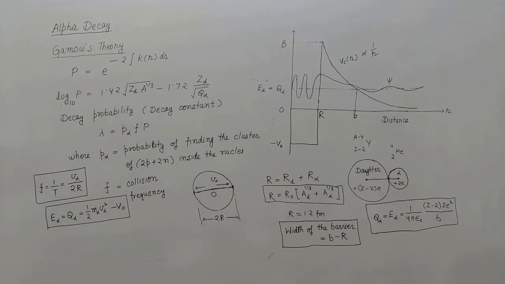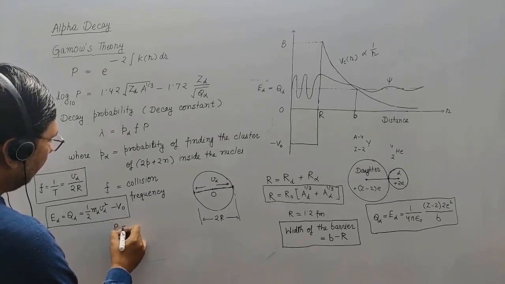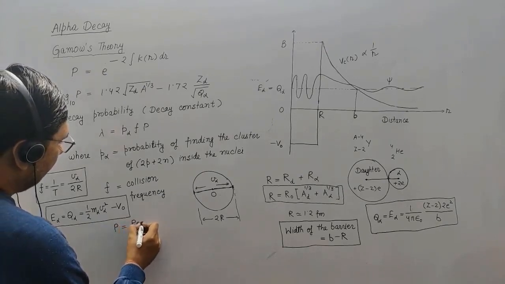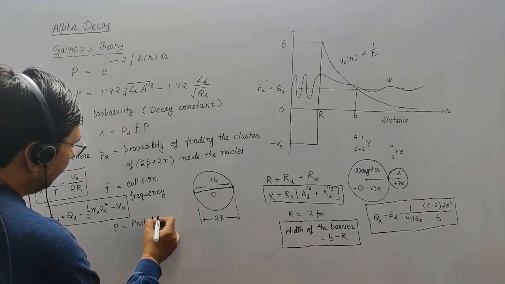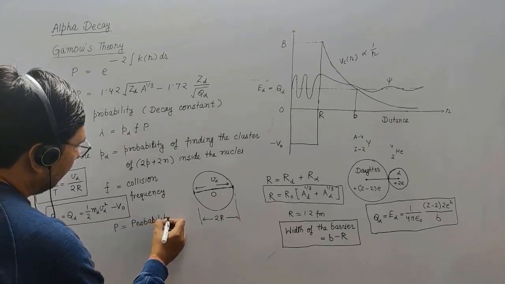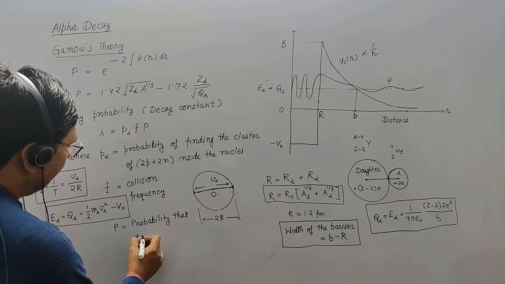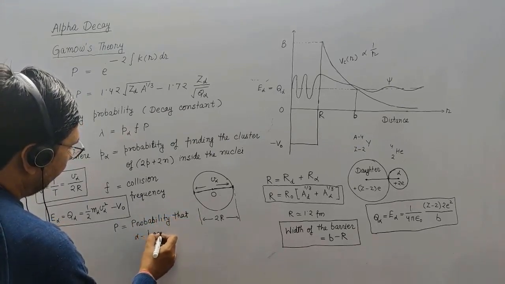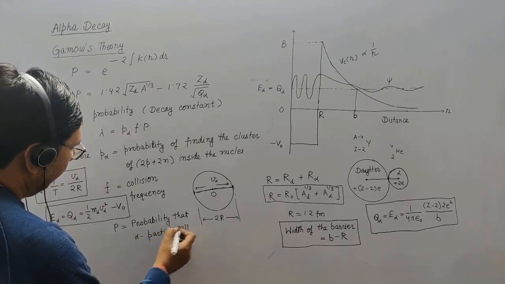And third is P, the probability that the alpha particle will cross the barrier.